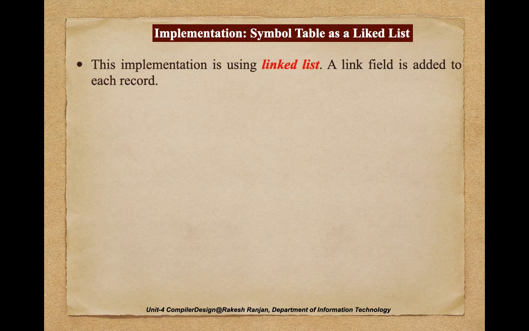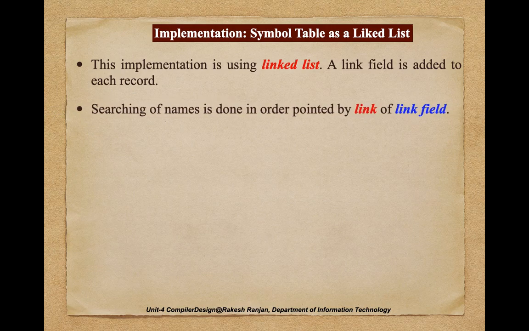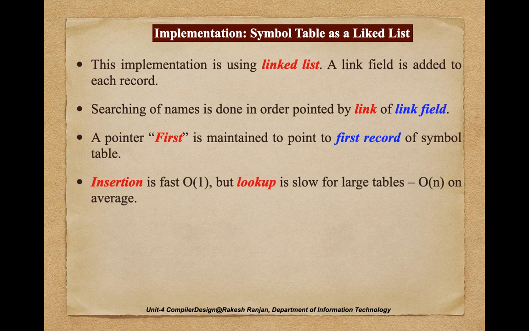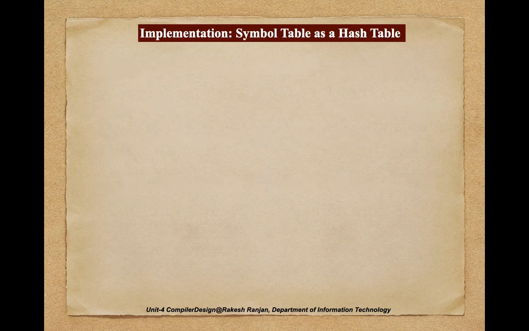This is the implementation of symbol table as a linked list. In this case, a linked list is used, and searching for a name can be done by following the link field. The pointer first is maintained to point to the first record of the symbol table. Insertion is fast, big O of 1, and lookup is slow for a large table, big O of n.